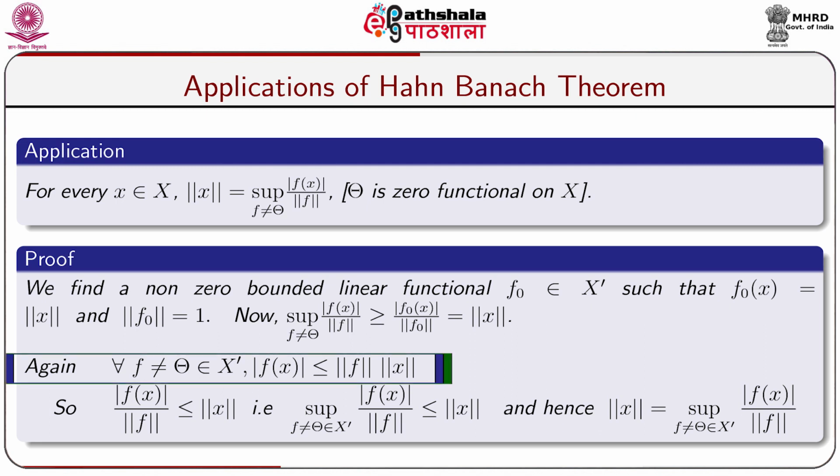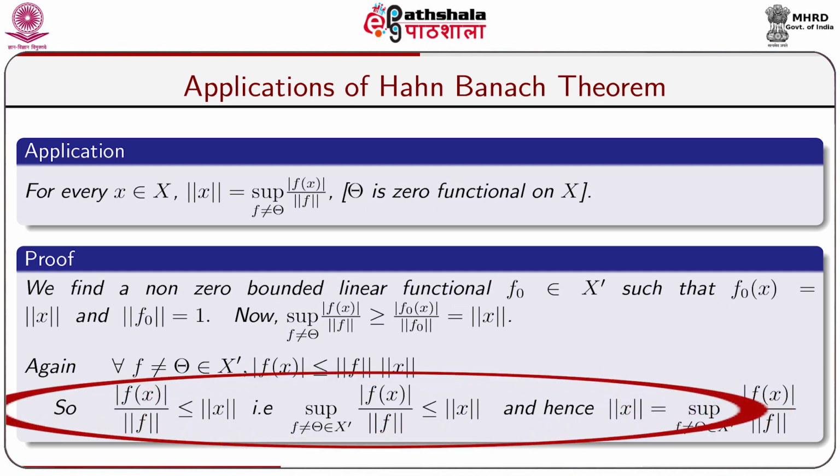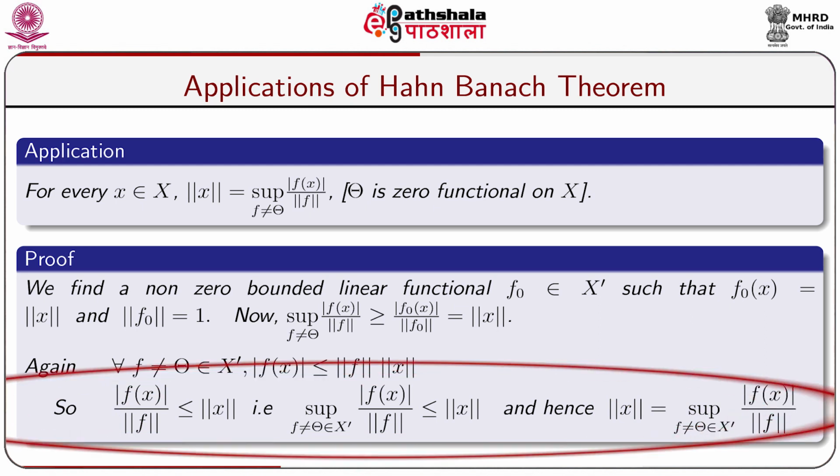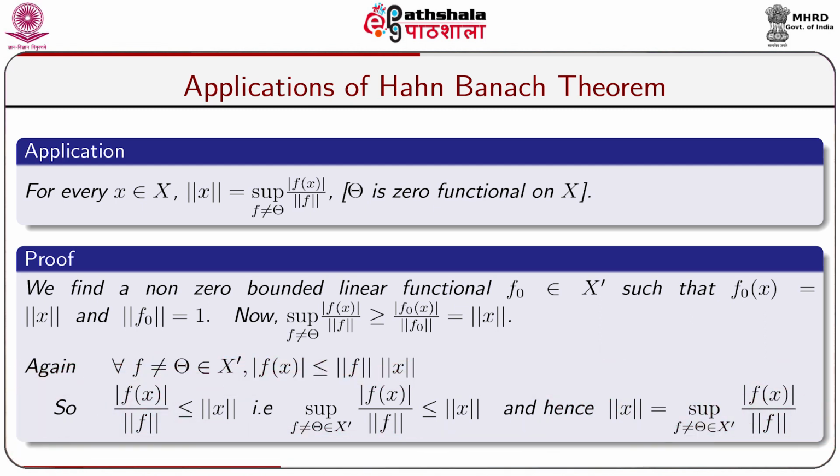Again, for all non-zero bounded linear functionals f, an element of X dash, we get modulus of f(x) is less or equal to norm of f into norm of x, because f is a bounded linear functional. So, by the boundedness property, modulus of f(x) divided by norm of f is less or equal to norm of x. By the earlier result, the supremum over all non-zero bounded linear functionals of modulus of f(x) divided by norm of f is again less or equal to norm of x.